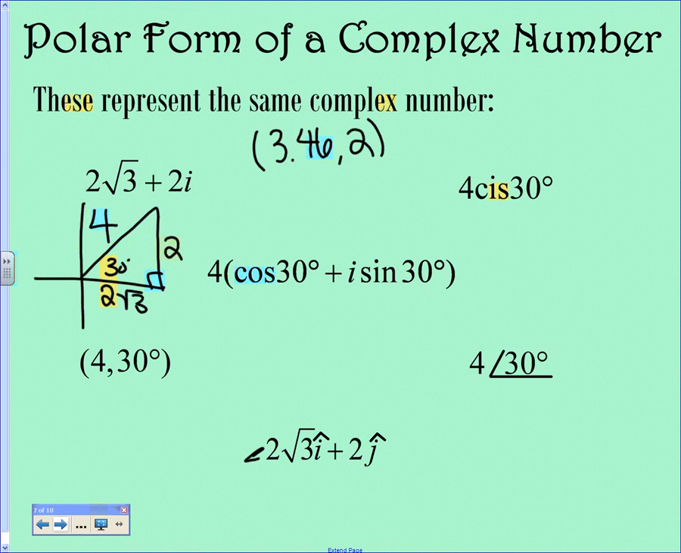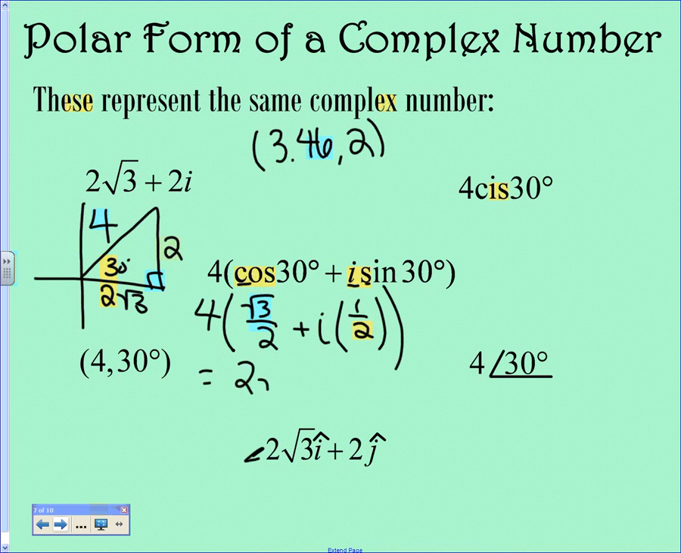Okay. So this is cis. This is the expanded way that you would write it out. Now, what is the cosine of 30 degrees? Square root of 3 over 2. What is the sine of 30 degrees? So what is 4 times square root of 3 over 2? 2 square roots of 3 plus what? Same as that one, right? It's a different way to write it.